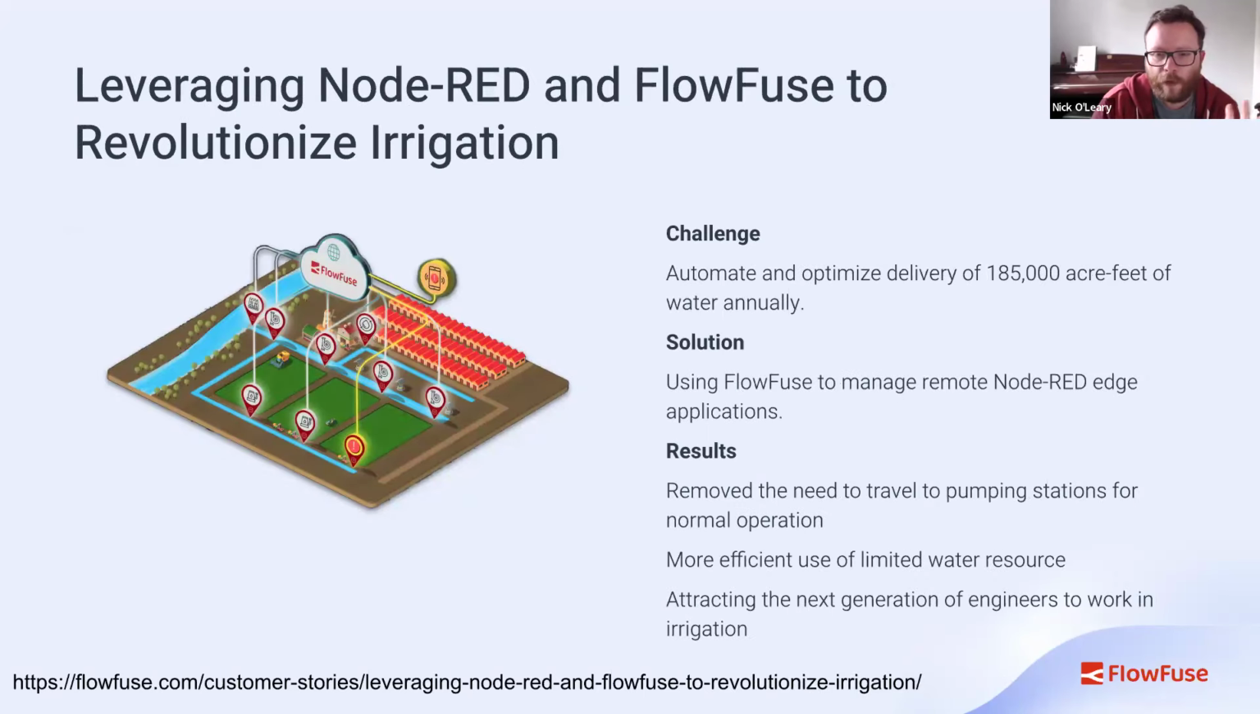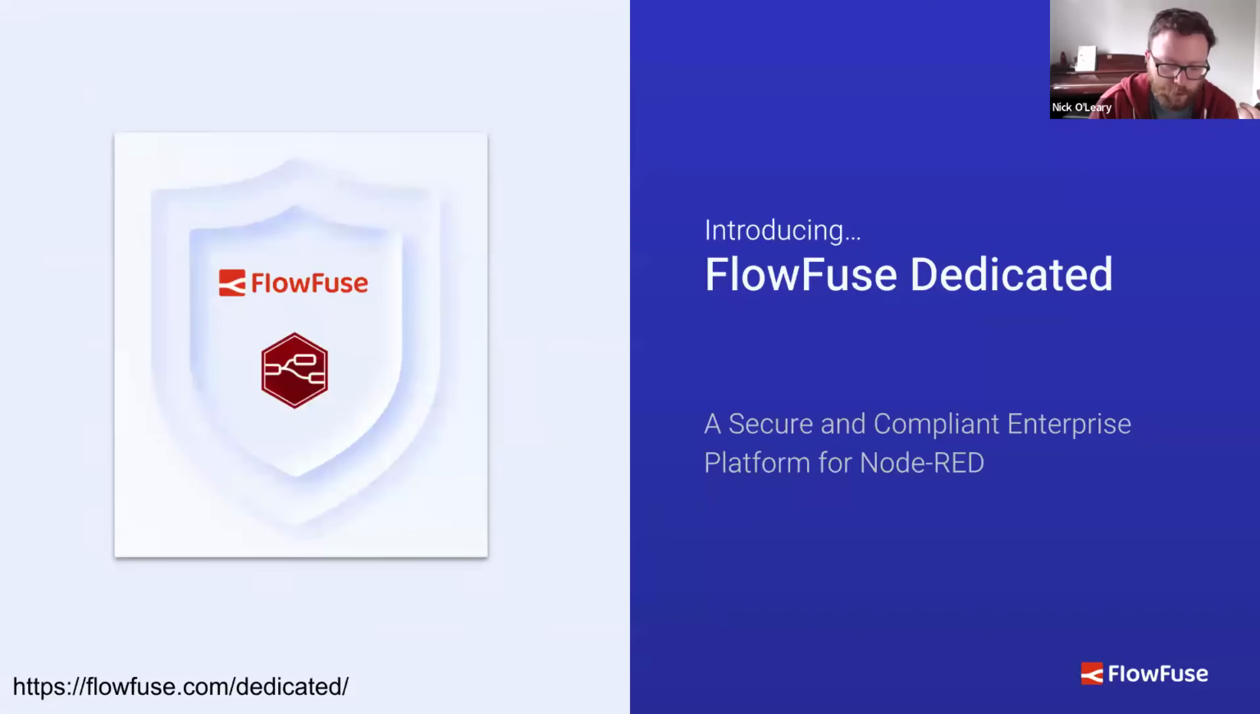And this is an interesting one around water irrigation and water management, helping, as it says here, optimize delivery of 185,000 acre-feet of water annually, using FlowFuse to manage Node-RED at remote edge locations across a wide geographic area. Again, some really interesting stories, and there's a lot of detail behind all of these. If you want to find out more, do go check out the customer stories section of our site. And then something else we've announced recently.